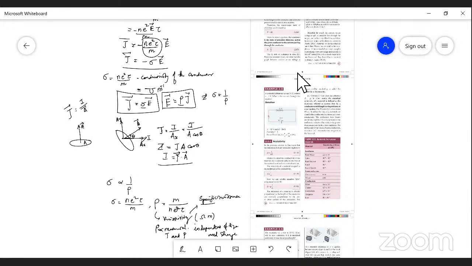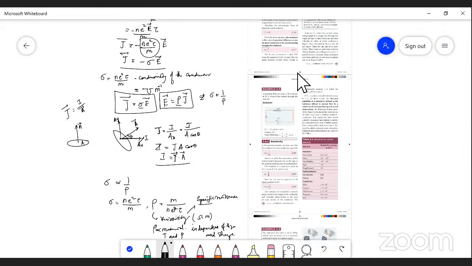Sigma and rho are inversely proportional. So I am replacing sigma in terms of rho as E vector equals rho into J vector. What is sigma? n e square tau by m. What is rho? Reciprocate: m by n e square tau. Rho is called resistivity or specific resistance. Its unit is ohm meter. It depends upon the material, temperature and pressure, but it is independent of the size and shape of the conductor.